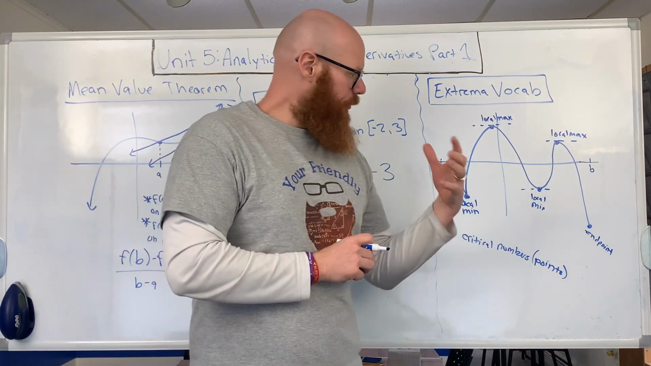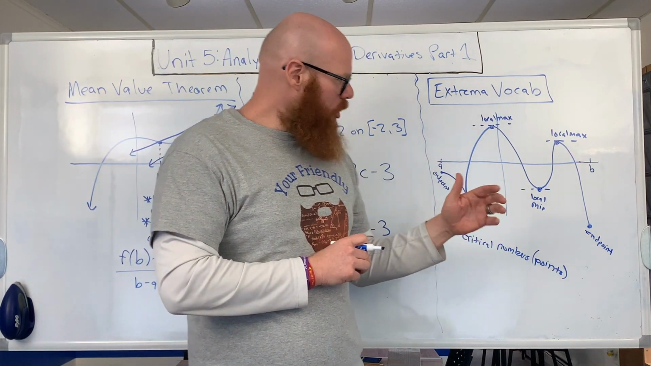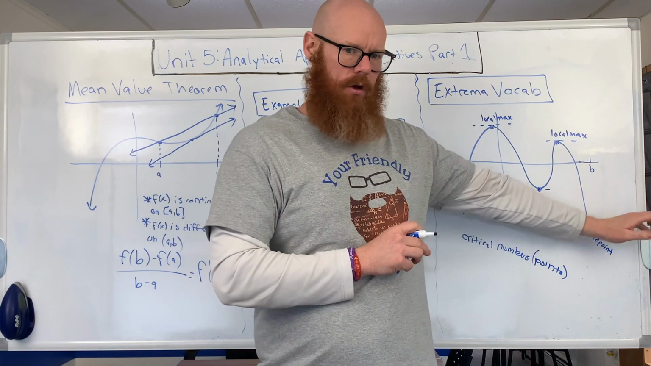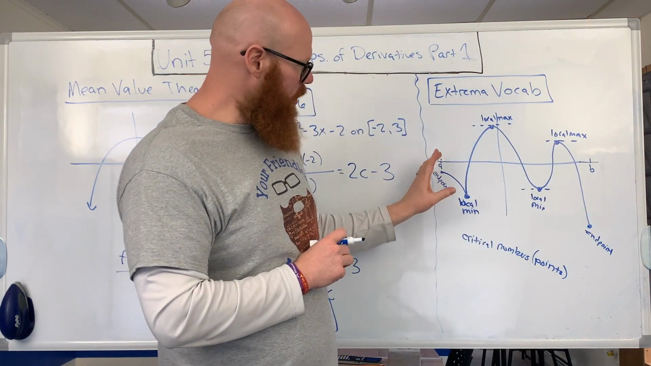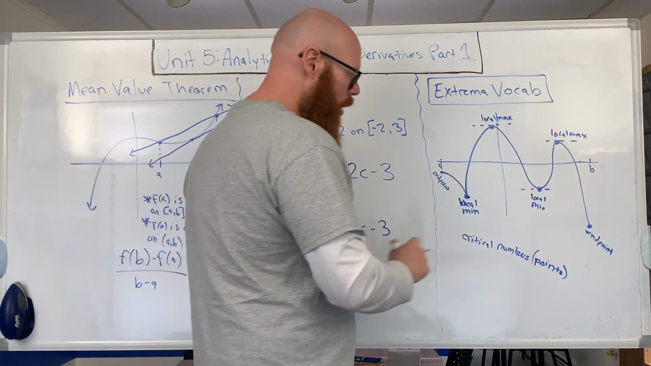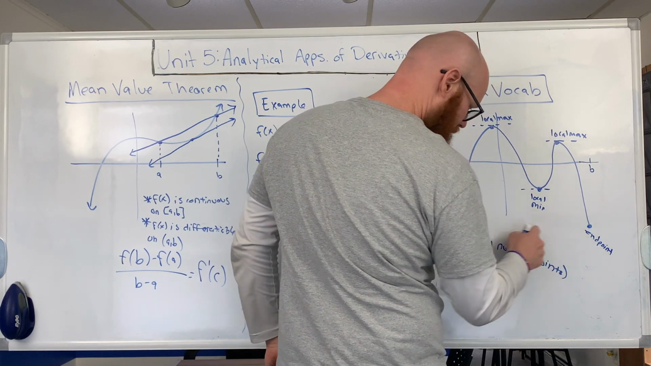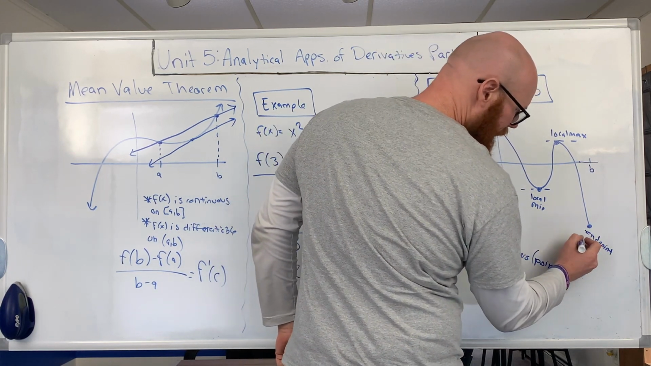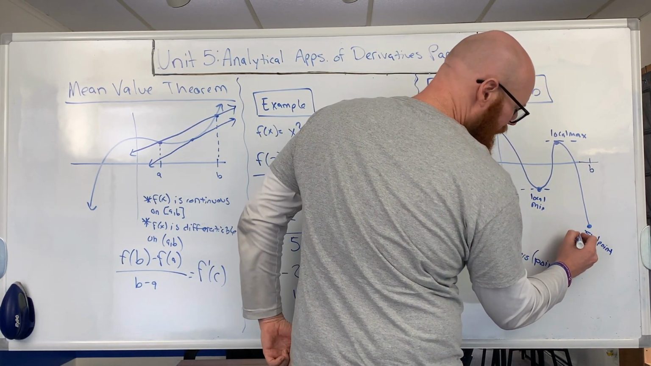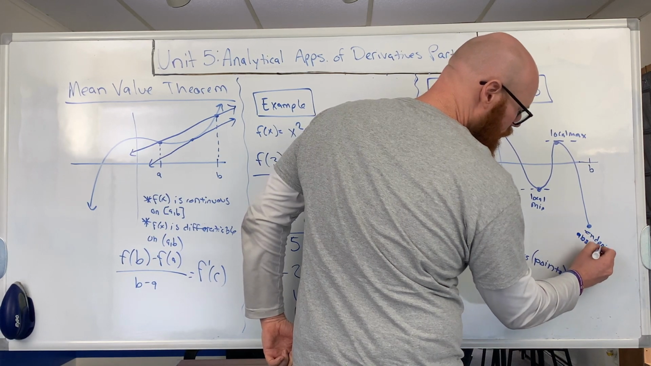What we do is, for an absolute minimum value, we look at the lowest point on the graph. Well, as far as on our interval goes, the lowest point on the graph is this point down here. So this, being an endpoint, is also an absolute min.